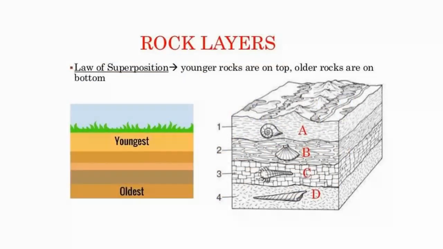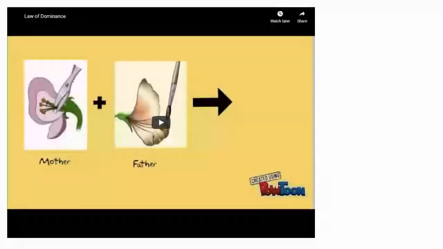And we can see here that this law in practice, on the left, shows the oldest at the bottom, youngest at the top. But we can also use that when we're looking at fossils and relative dating. We can see that fossil D down in the fourth layer would be older than fossil A up in layer 1, which is closer to the top. And then we're looking at the law of dominance in this video here.